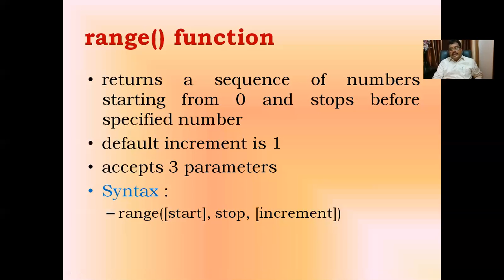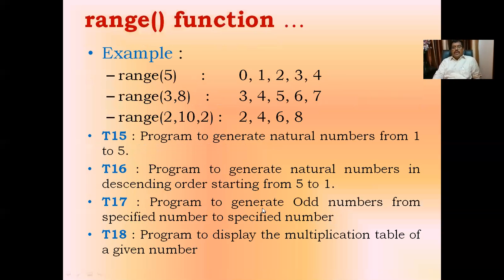Okay, we'll take some examples. Here we take range of 5. Only one parameter is considered. Start is not specified, and increment is not specified. Because of this, the sequence of numbers begins with 0 and ends with 5 minus 1, that is 4, and the increment will be 1.